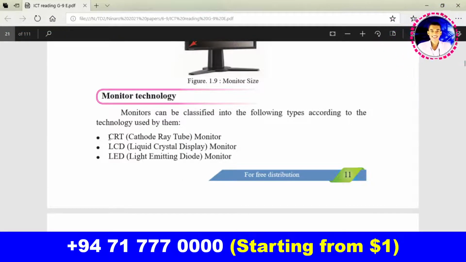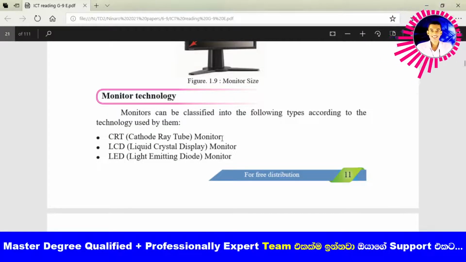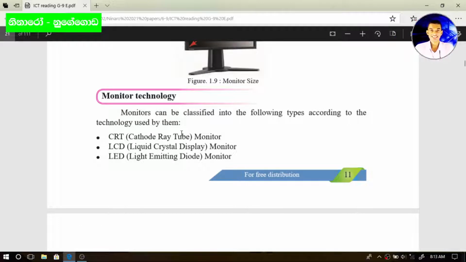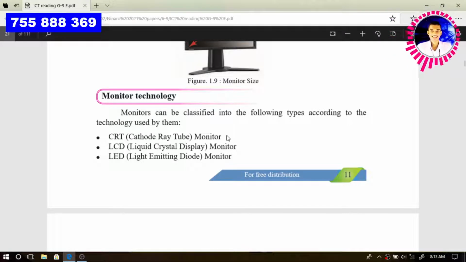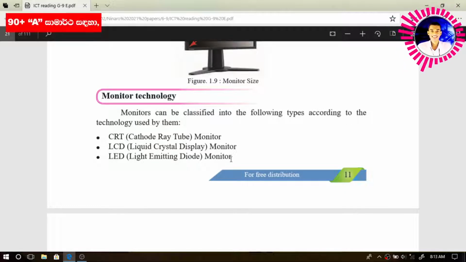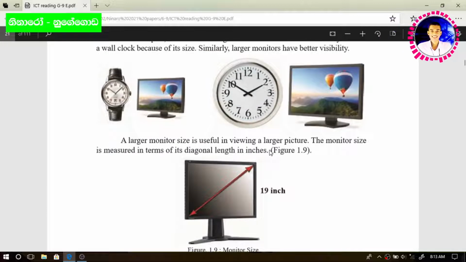CRT is the classical one with a large size. Size here does not mean the screen size; from its physical size it is larger than the other monitors. CRT monitors have high power consumption, but with LED monitors we can get large screen sizes with low power consumption. Therefore, LED is more effective than CRT monitors.